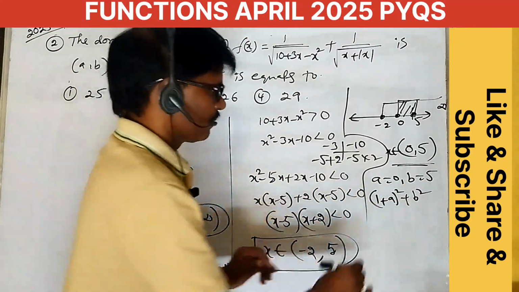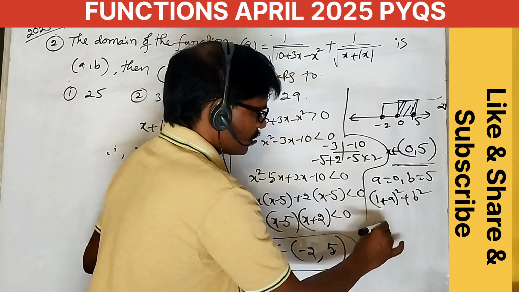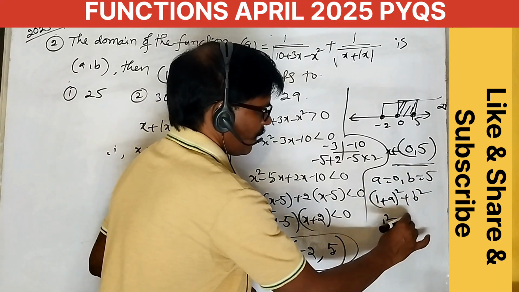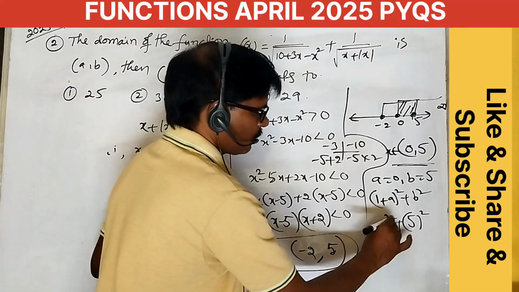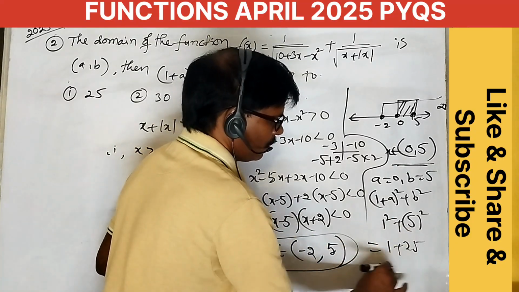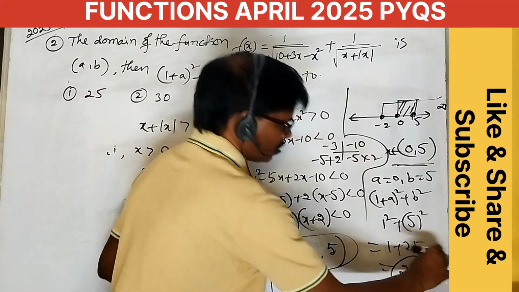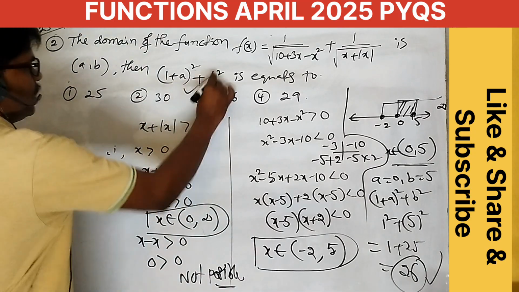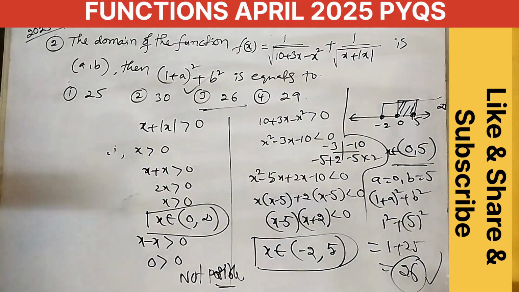What is the value of this? Here a is equal to 0, so 1 square is 1. B is equal to 5, so 5 square is 25. So the answer is equal to 26. Option 3 is correct. Okay, copy this one.